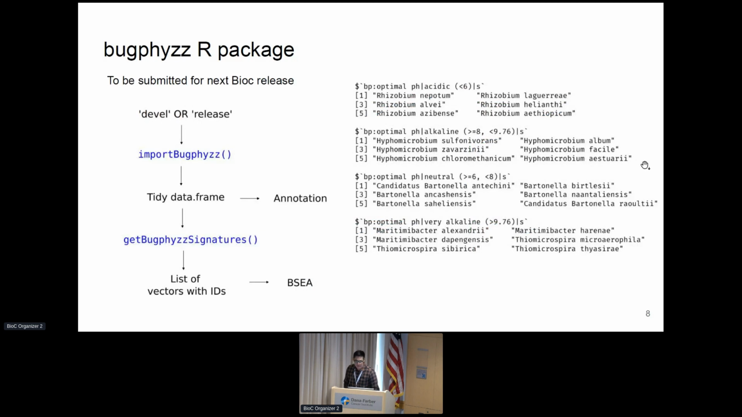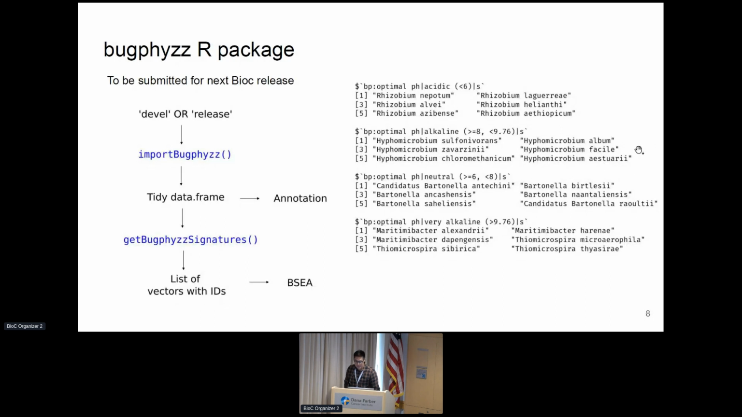And we also provide an R package to access this data. It's going to be submitted for the next release of Bioconductor. It's basically two functions that matter the most. One is importBugphyzz, with which you get this tidy data frame. And the other one is getBugphyzzSignatures, which gives us the signatures, which can be easily integrated in different workflows already existing in R. You can see on the right an example of one of these signatures. In this case, optimal pH.